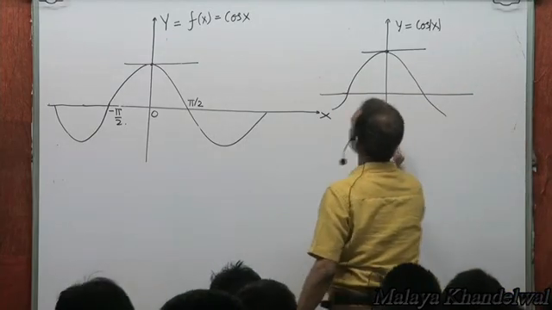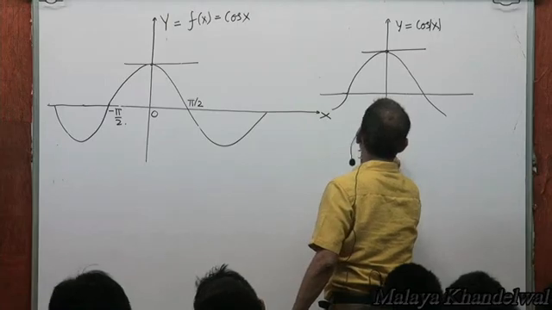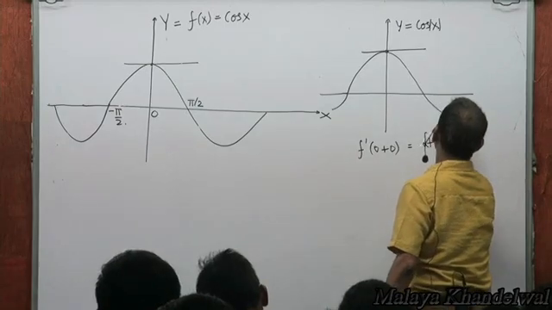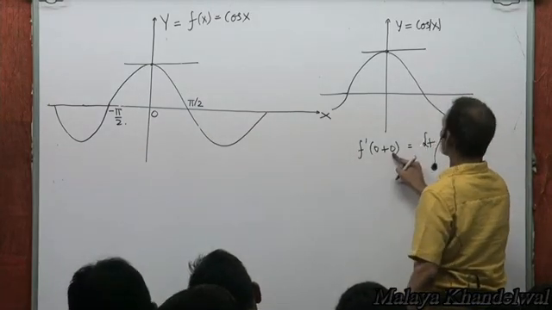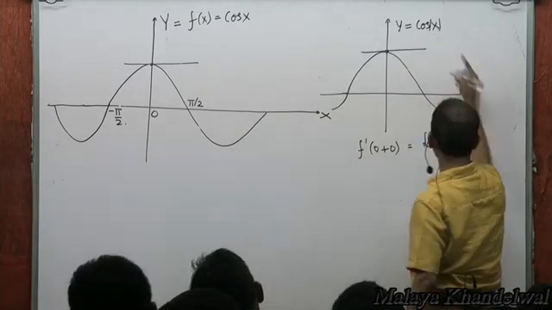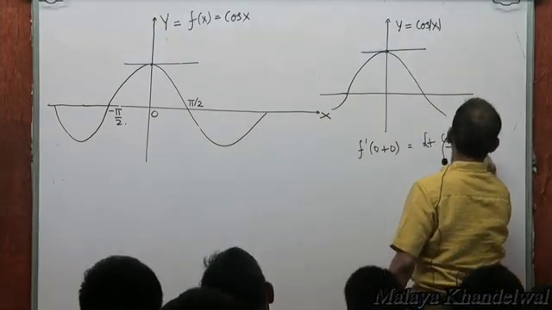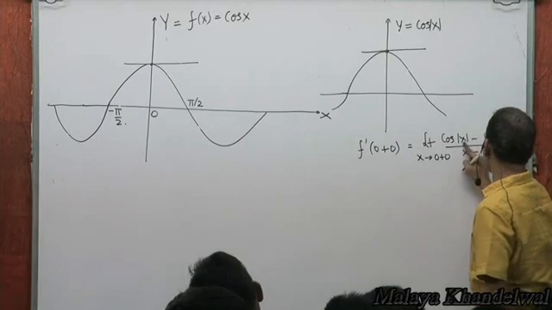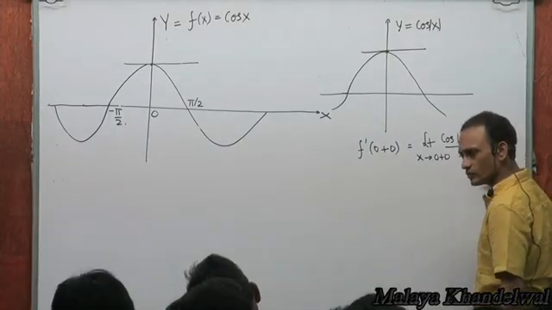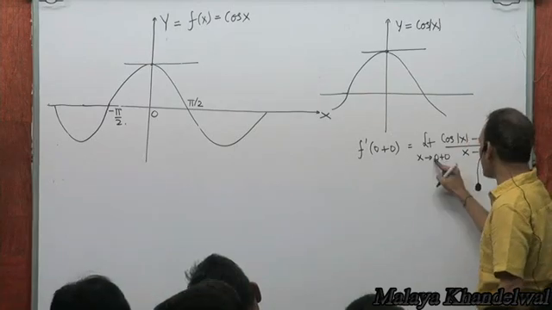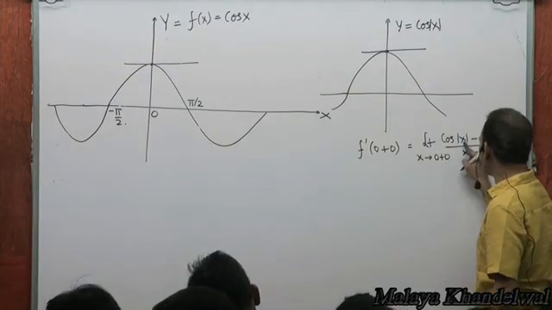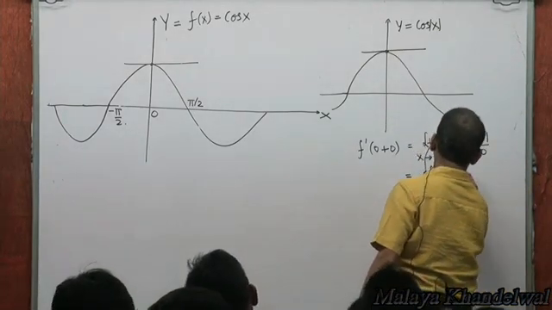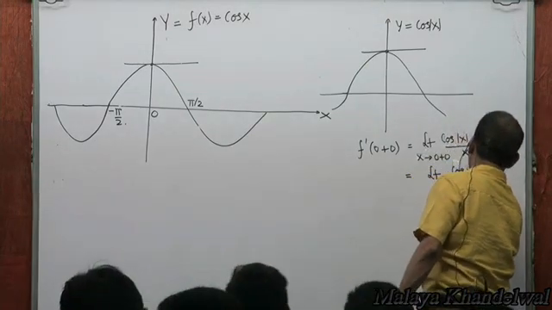Easy to see. Say f dashed 0 plus, let's say right hand derivative, limit of cos mod x minus cos 0, value f(0) which is 1, right? f(x) minus f(0) by x minus 0 as x tends to 0 from the greater than 0 side. That's the right hand derivative at x equal to 0. When x is slightly greater than 0, mod x will be x. So this is going to be limit cos x minus 1 by x as x tends to 0.